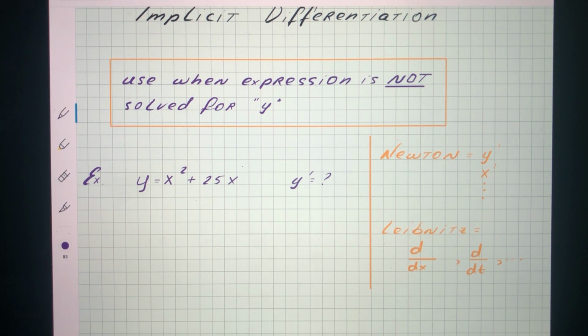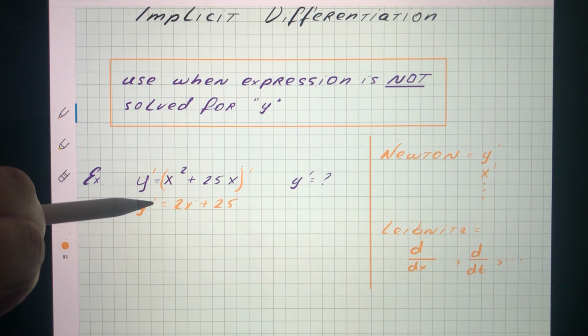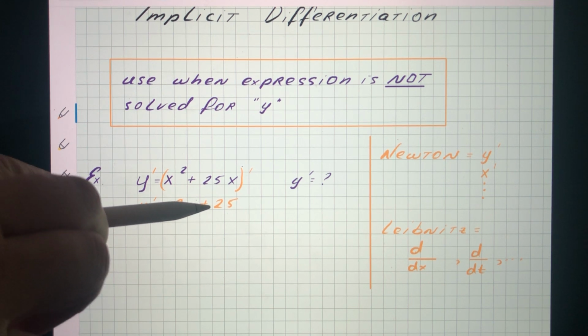And so what that Newton notation means is we're applying the derivative to both sides, and we're taking a derivative of y, getting y prime, and then we're taking a derivative of each term of our function. The derivative of x squared is 2x using the power rule, the derivative of 25x is just 25, and so our final answer using Newton notation is y prime equals 2x plus 25.